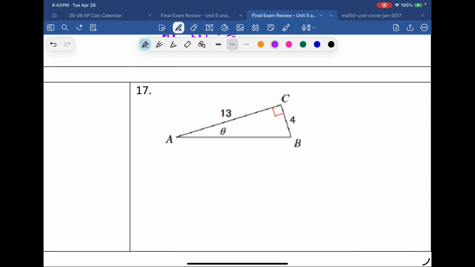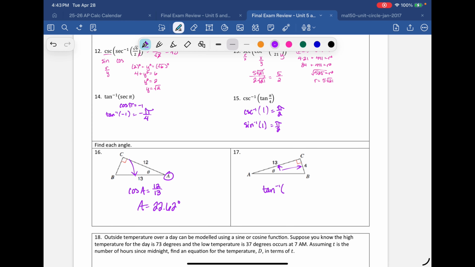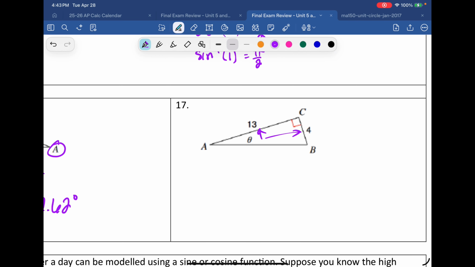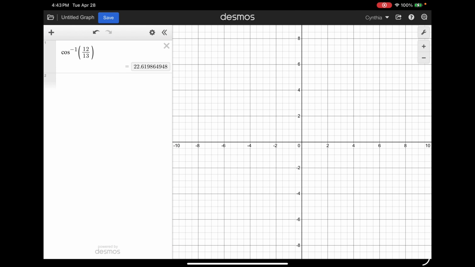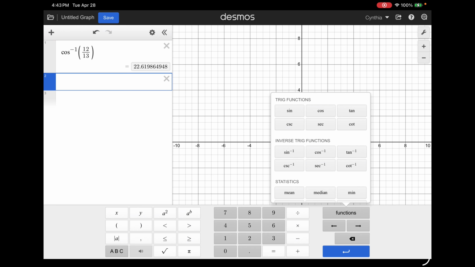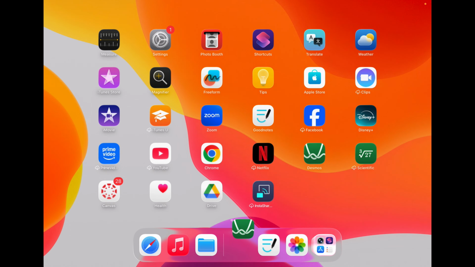All right, we're doing the same thing here. This time we have opposite and adjacent. So I have tangent. We'll do the inverse tangent, 4/13. You see it's 17.103.